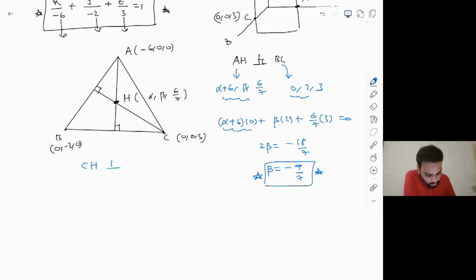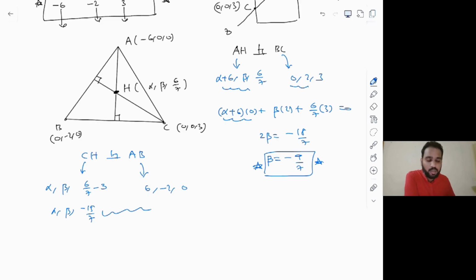CH is clearly perpendicular to the line AB. Let me write down the DRs of CH, which are alpha, beta, 6 by 7 minus 3, which is 21, so minus 15 divided by 7. Now let's calculate the DRs of AB also. We know how to calculate them: the DRs of AB will be 6, minus 2, 0.